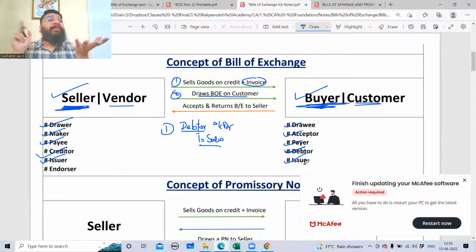Why? Because tomorrow if that fellow doesn't make the payment, this will be acting as an evidence, and you will take him to the court of law and try to recover the money. Therefore, this evidence has to be in the hands of the seller only. This process is called a bill of exchange.